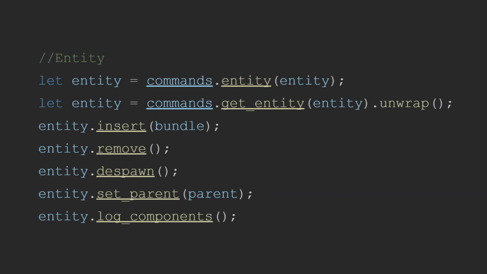which can be used with the next group of commands. On the main command struct, there are two additional functions to get access to entity commands, being entity and getEntity. Entity will panic if the entity doesn't exist, whereas getEntity will simply return none if the entity doesn't exist and some if it does. Once you have the entity command, you can run any of the subcommands: insert, remove, any of the despawn commands, any of the hierarchy manipulation commands, such as adding or removing children, and the log components command, which will log at info level all the components on that entity.